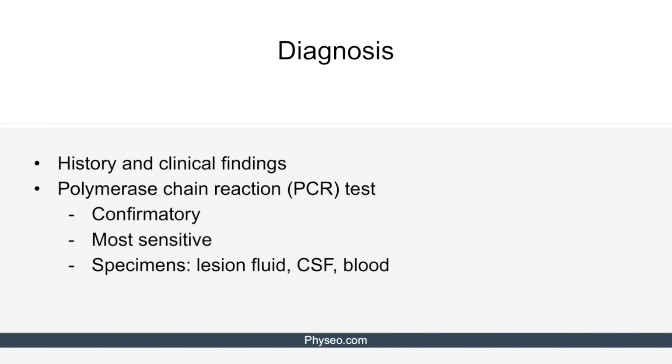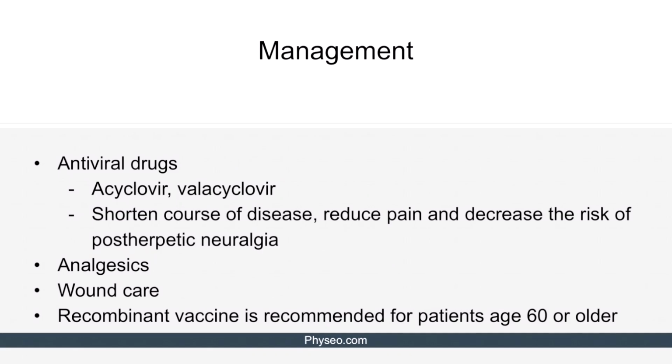The diagnosis is based on history and clinical findings of typical erythematous and vesicular rash. Polymerase chain reaction test can be used as a confirmatory test, as it can help detect the viral DNA. And the specimens that can be used for this test are the vesicular lesion fluid, as well as the CSF and the blood. Now let's move on to the management.